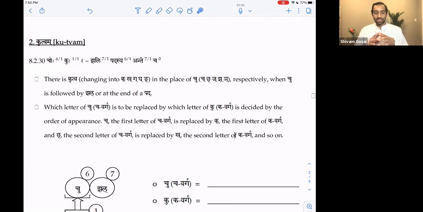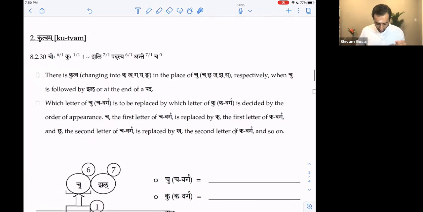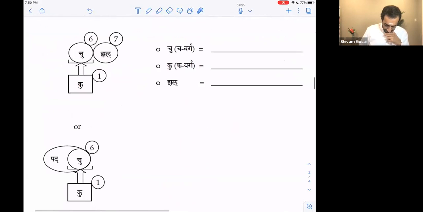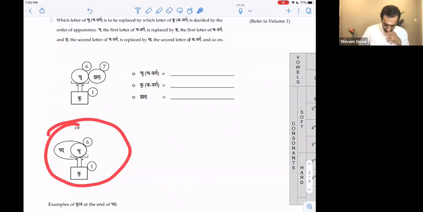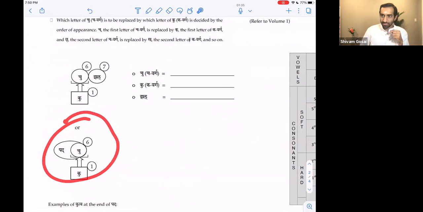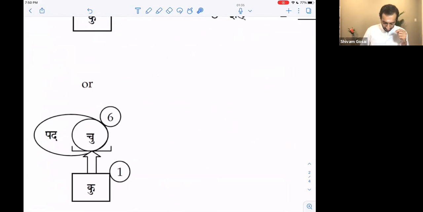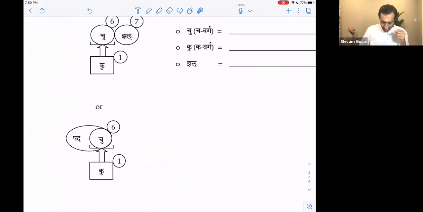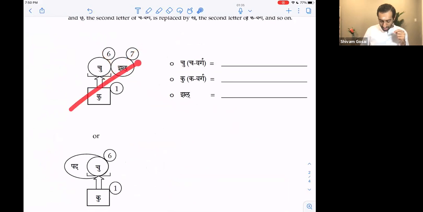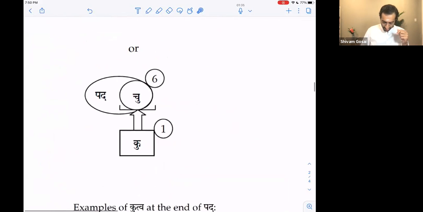Okay. Now, we're not going to look at this rule fully because we don't need the whole rule right now. We only need part of the rule. The part of the rule that we need is this right here. This is page 63, if you have the physical book. So you see that this is there. We don't need this for now. This will come later on. What we need is this right here. So we'll just focus on this for now.